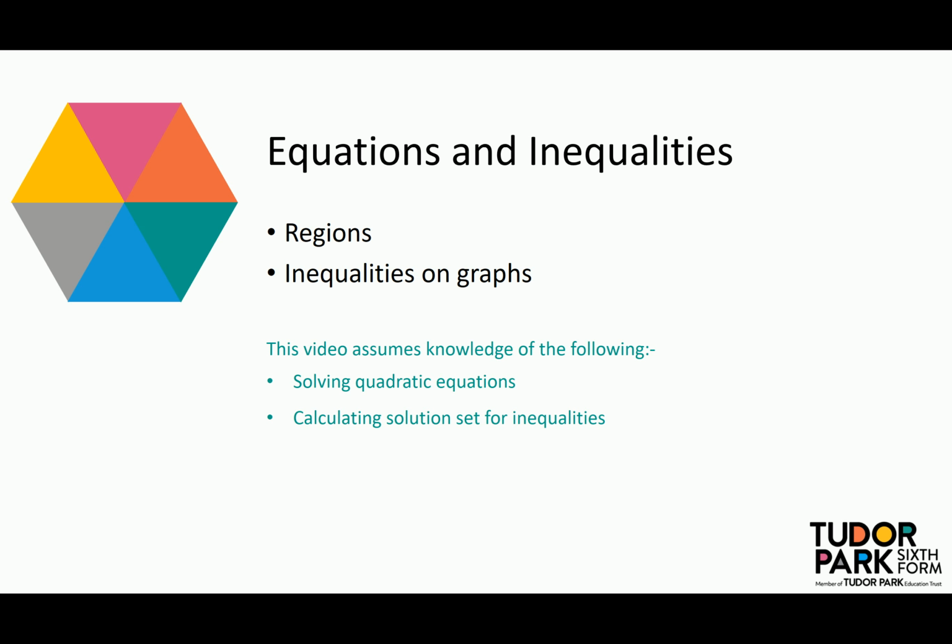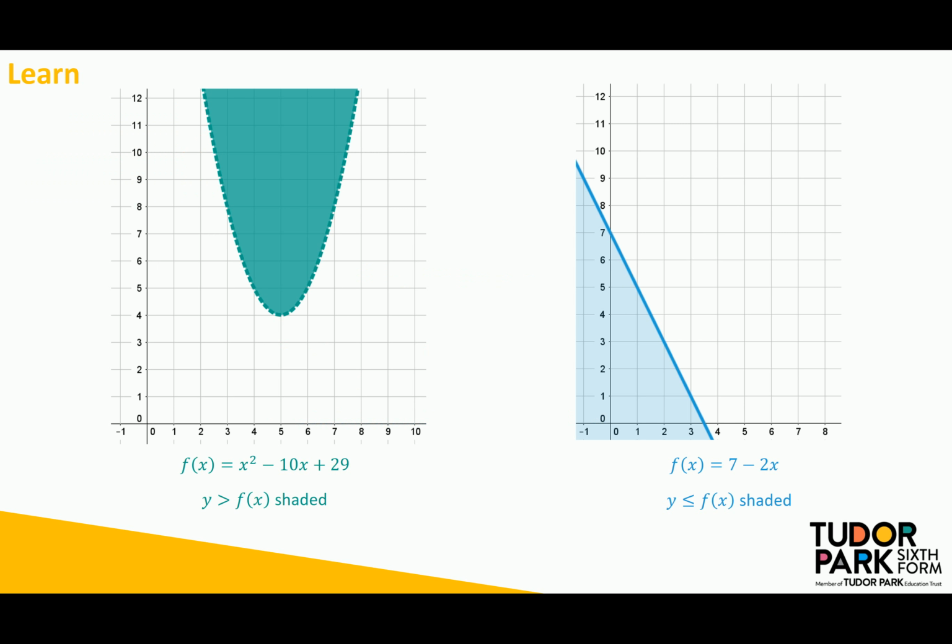In this video we're going to look at graphical representations of inequalities. Starting with the function on the left hand side, I've got a quadratic function which is given by f of x is x squared minus 10x plus 29. What I've shaded is the region where the y values are greater than the function.